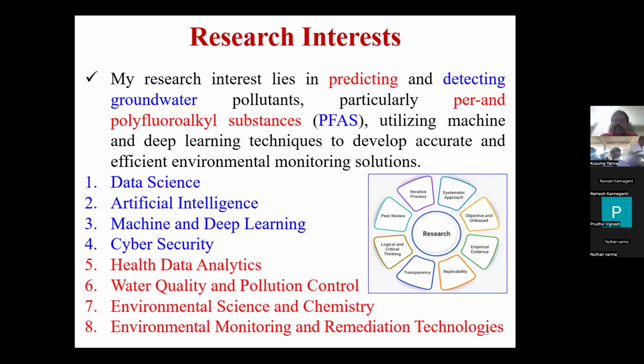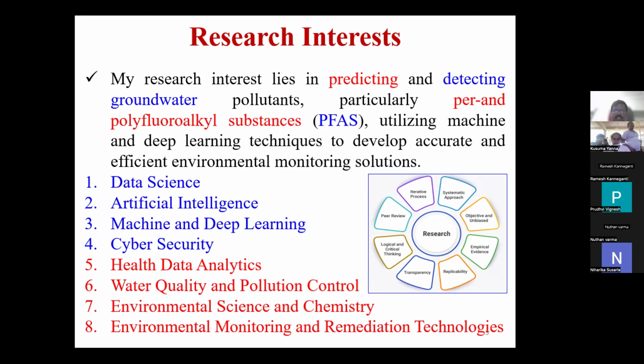Right now, I'm working at the University of Newcastle on predicting and detecting groundwater and climate change using machine and deep learning techniques. Especially, we are finding the level of groundwater and how many contaminants are present, called PFAS, and utilizing machine and deep learning techniques to develop more accurate and efficient environmental monitoring solutions. My interested specializations are data science, artificial intelligence, machine and deep learning, cyber security, health data analytics, water quality and pollution control, environmental science and chemistry, and environmental monitoring and remediation technologies.